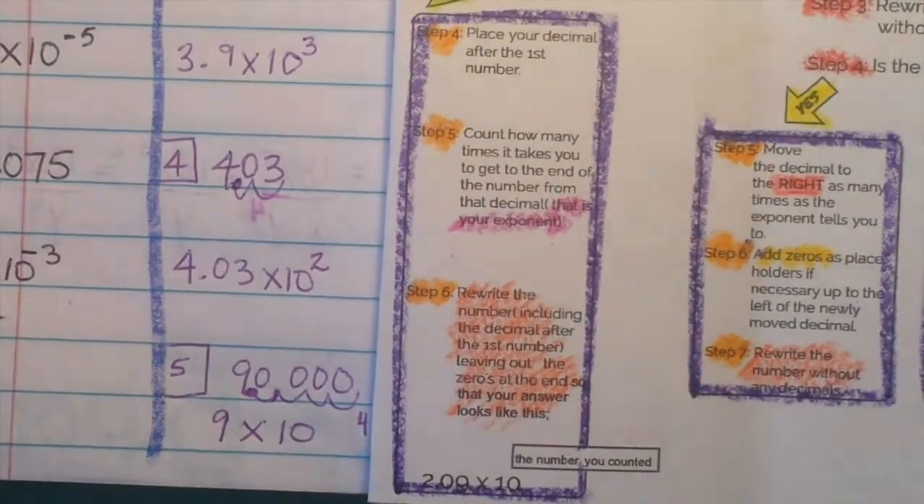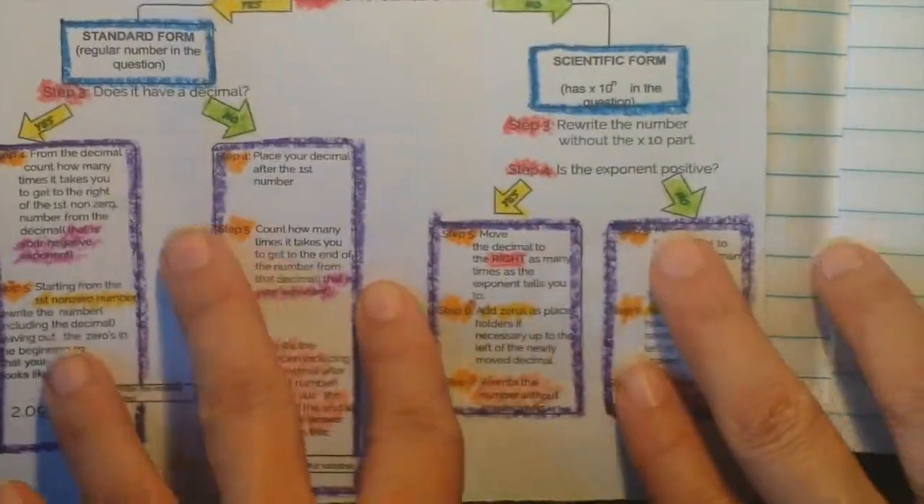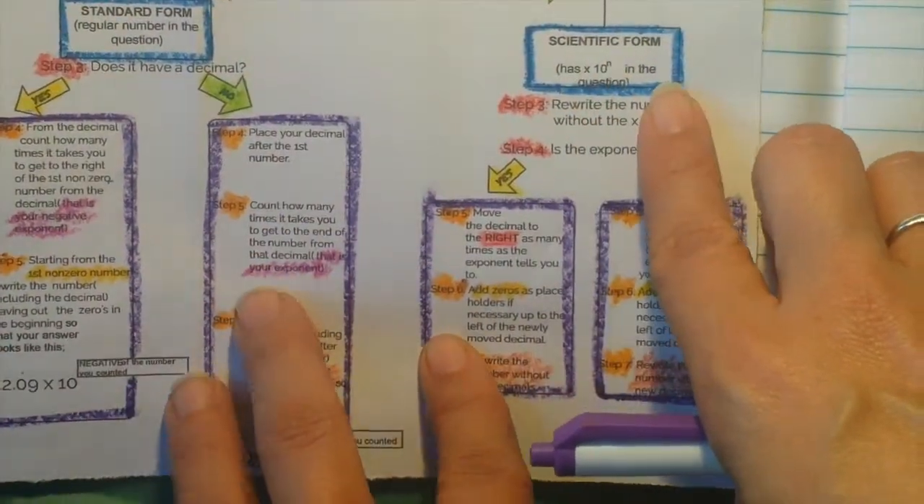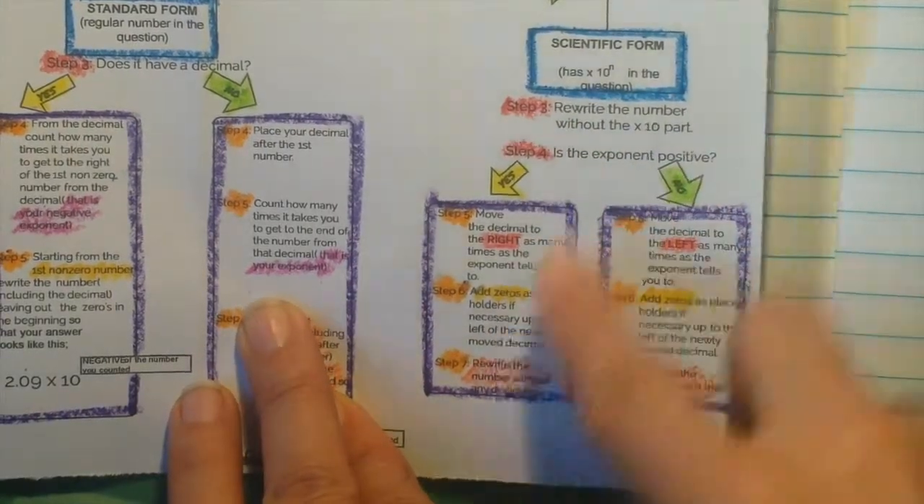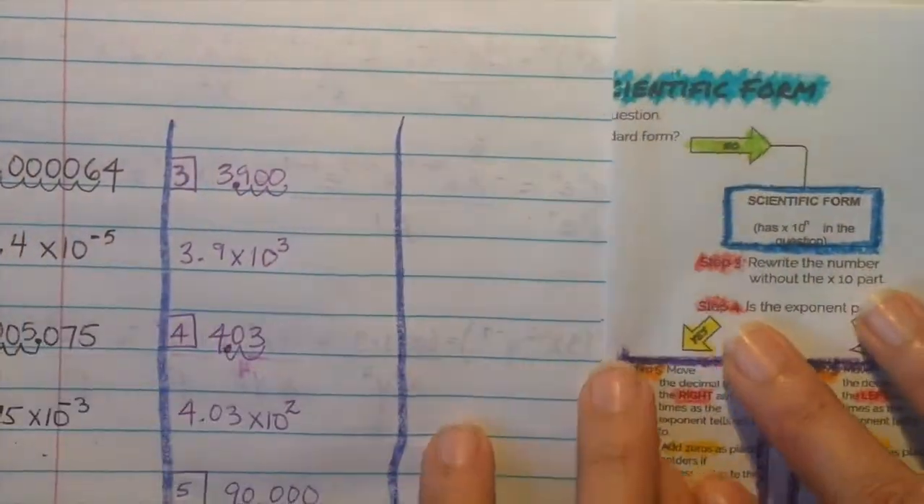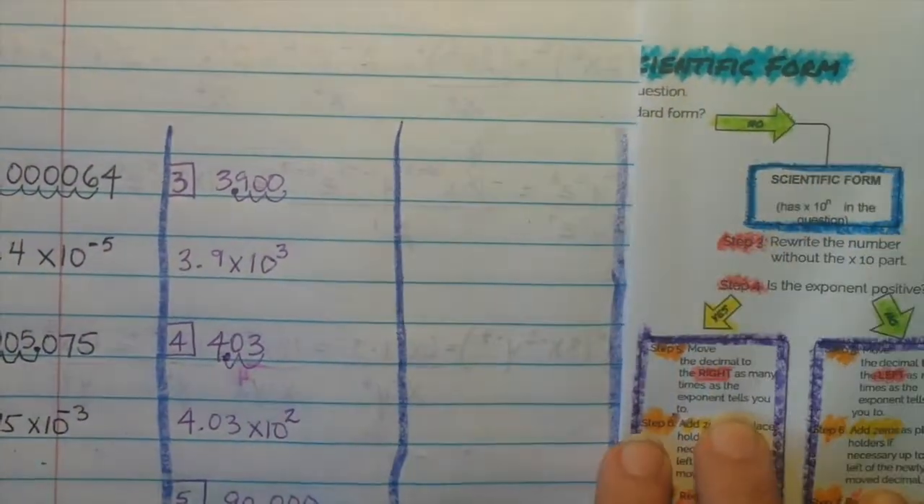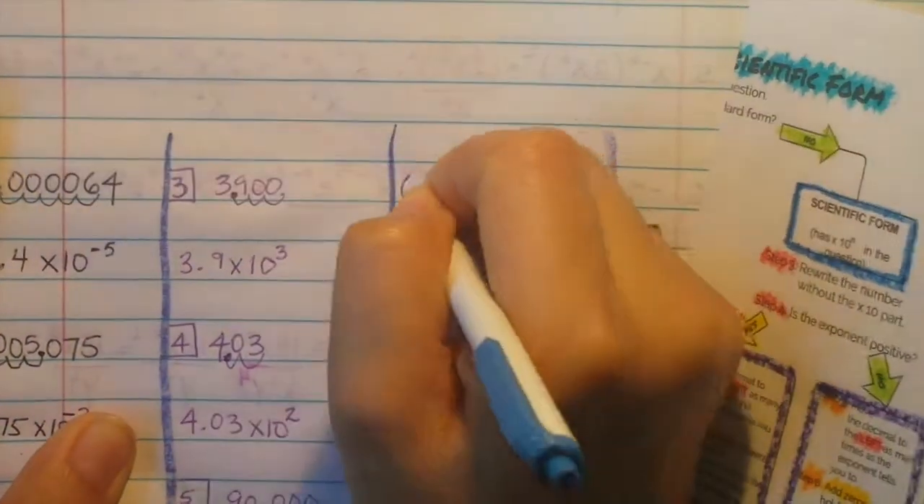So let's take a look at some scientific ones. Scientific ones have times 10 to the power of something. It's a good point to do a listening check. What I want you to do is shade in where you see that scientific form, that box, shade it in any color you want. That's a listening check.